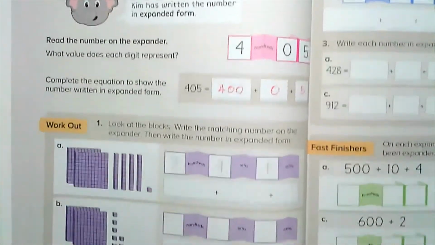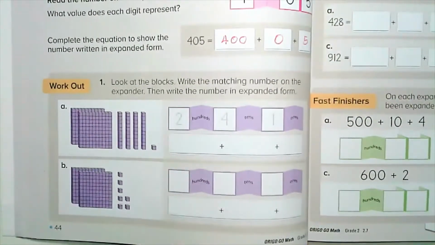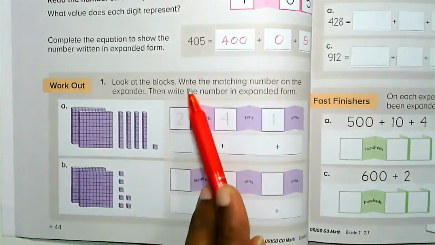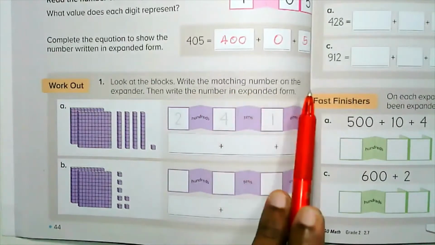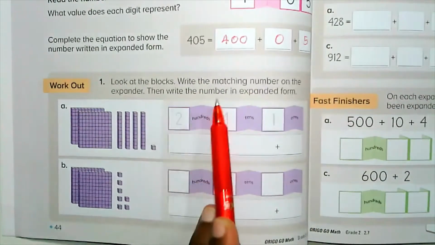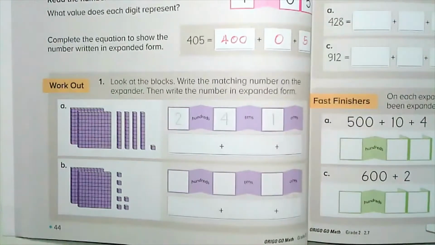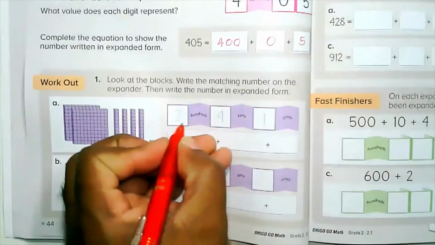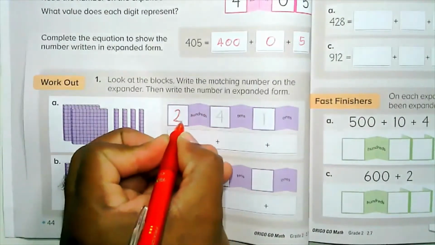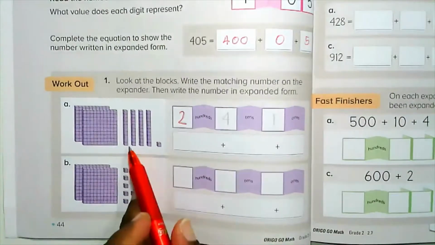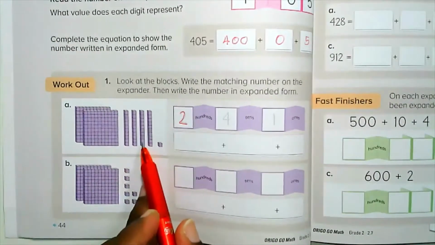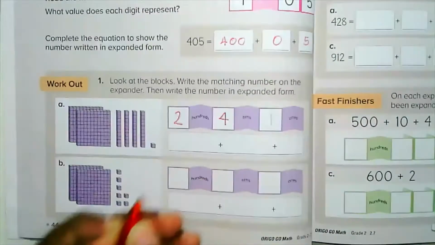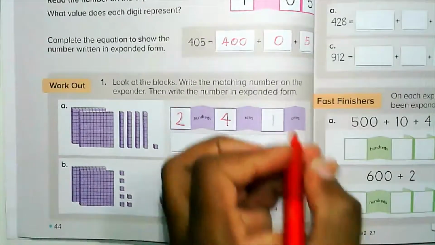So let's go on to the workout. Number 1, look at the blocks. Write the matching number on the expander, then write the number in expanded form. Part A, we have 2 hundreds. So we're going to write 2 in front of the hundreds. We have 4 tens, 1, 2, 3, 4. We're going to write 4 tens here and 1 ones. So we write 1.